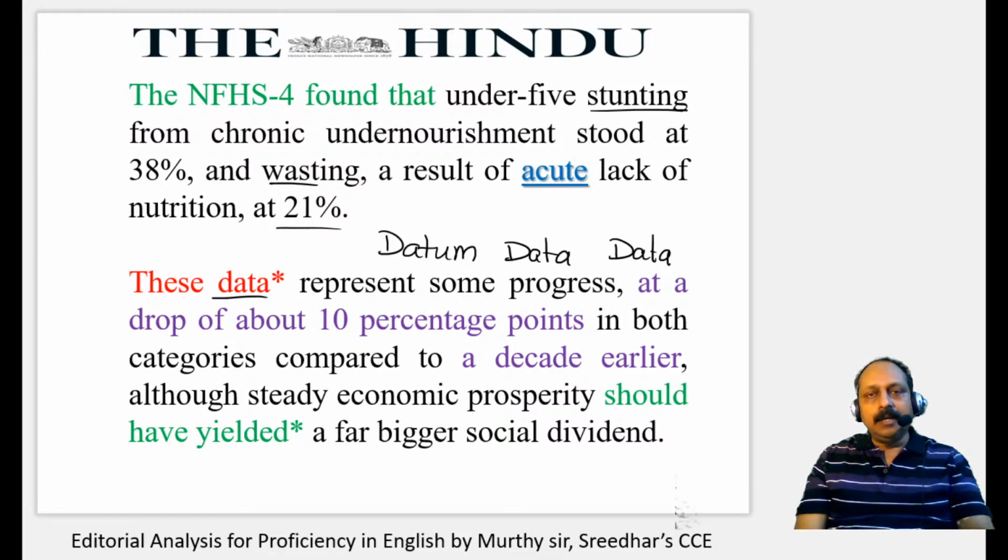When we use a word as a collective noun, obviously you all know collective nouns do take a singular verb if the sentence does not talk about division. If the sentence talks about division, obviously it takes a plural verb. But in this context, it has been considered the plural of data, a datum, data. So it is not represents, it is represent. These, another clue for you, the demonstrative adjective. These data represent some progress at a drop of about 10 percentage points in both categories compared to a decade earlier. There has been some progress, but not substantial progress. That's what the sentence talks about.